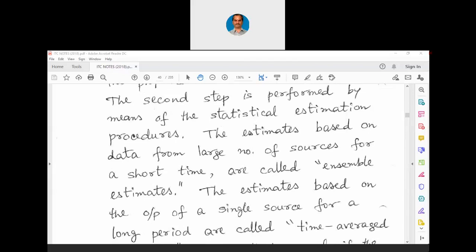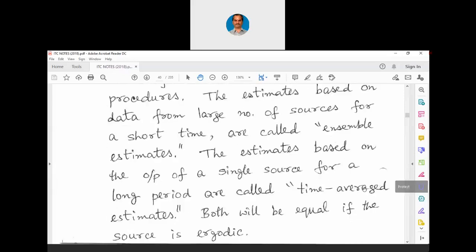The estimates based on the data from a large number of sources for a short time are called ensemble estimates. Here we use some typical words. Till now we have been using symbol and sequence. Now we are using a term called ensemble. Ensemble is nothing but the behavior of this particular source for a short term. So the estimates based on data from a large number of sources for a short time are called ensemble estimates.